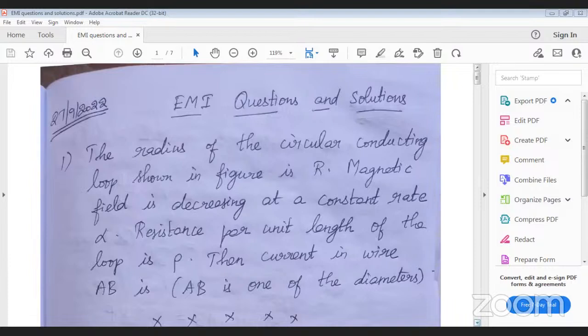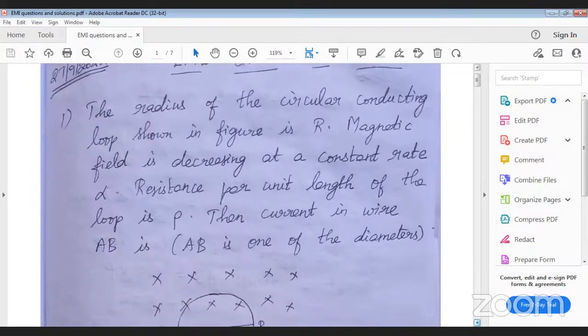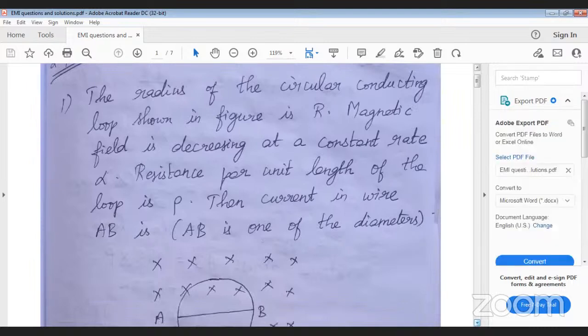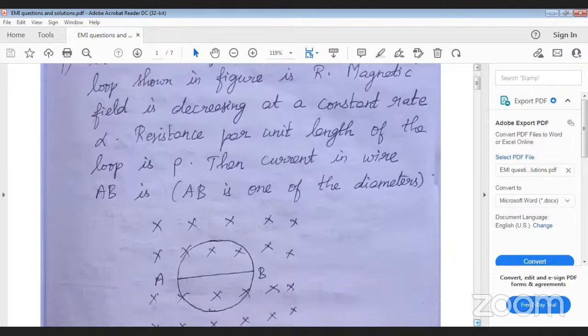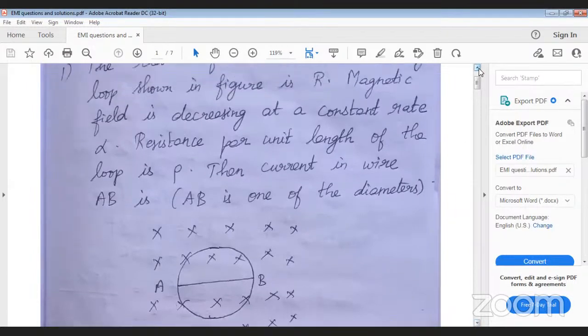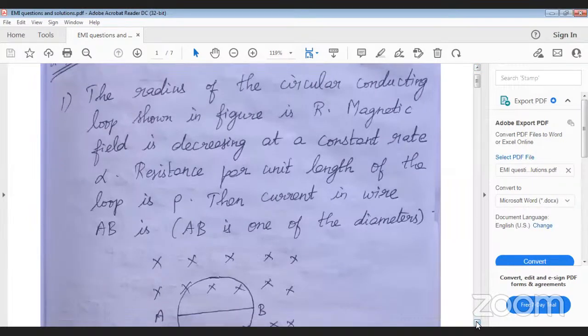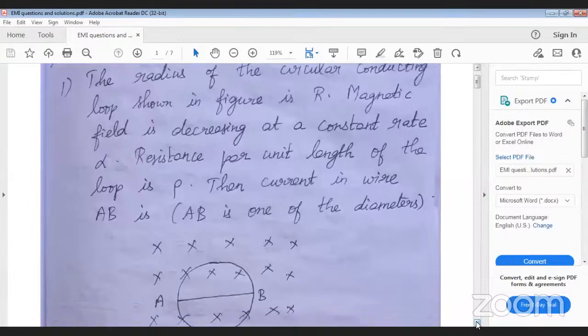So students, you see, this is the first question which I had sent you yesterday. The radius of the circular conducting loop shown in figure is R. Magnetic field is decreasing at a constant rate alpha. Resistance per unit length of the loop is rho. Then current in wire AB is. AB is one of the diameters. They are asking us to calculate the current in the wire AB.